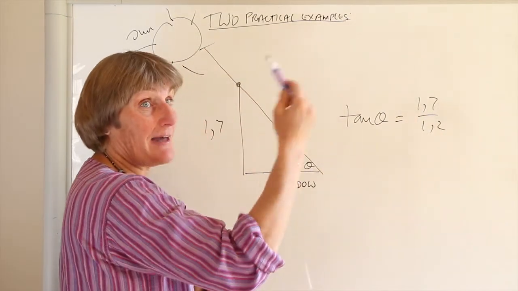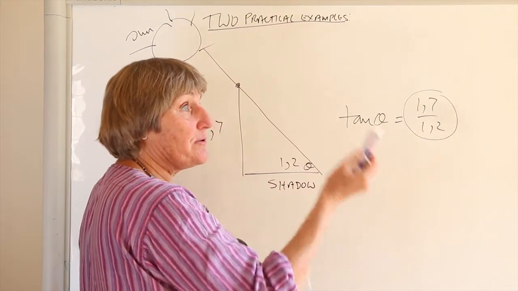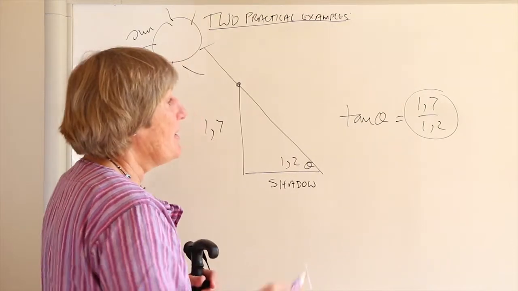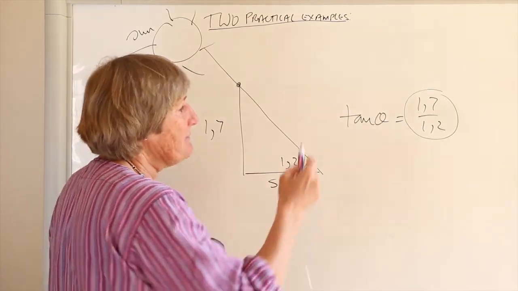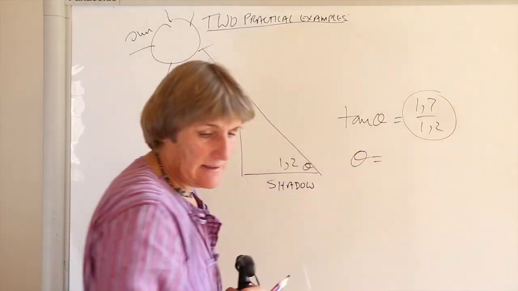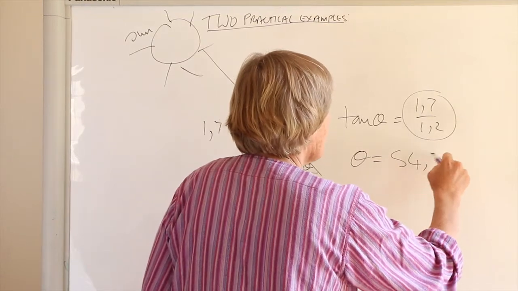Now we have the output, we have the ratio. So if we have the ratio, we can get the angle. Now you do that on your calculator. I will speak about that later, but you get the inverse function. So your theta, in this case, is equal to 54.78 degrees.